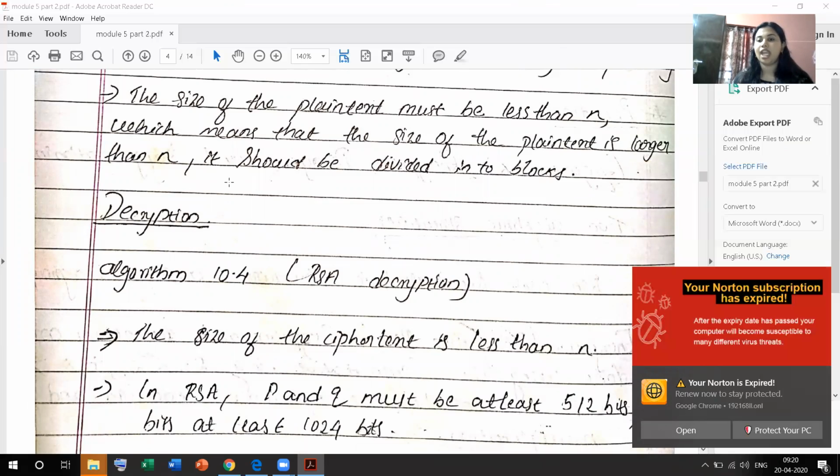In RSA, P and Q must be at least 512 bits, therefore n is at least 1024 bits. If it is less than 1024 bits, attackers can easily attack the RSA crypto system. So n should be very large, at least 1024 bits or greater. Then attackers cannot easily attack the RSA crypto system.